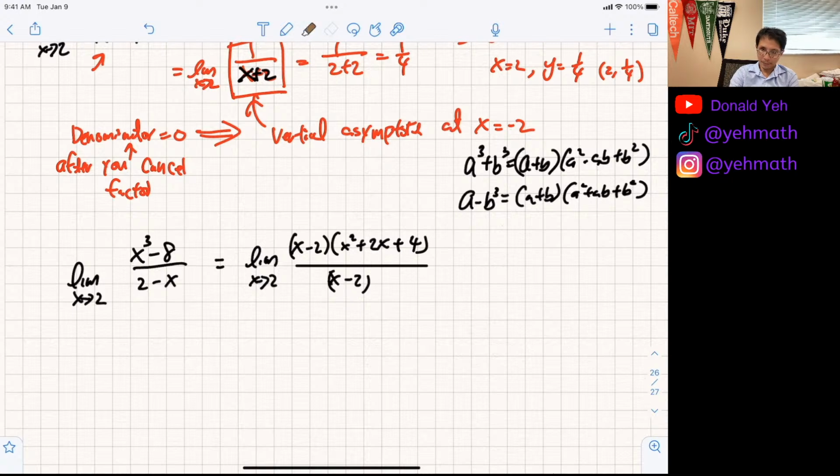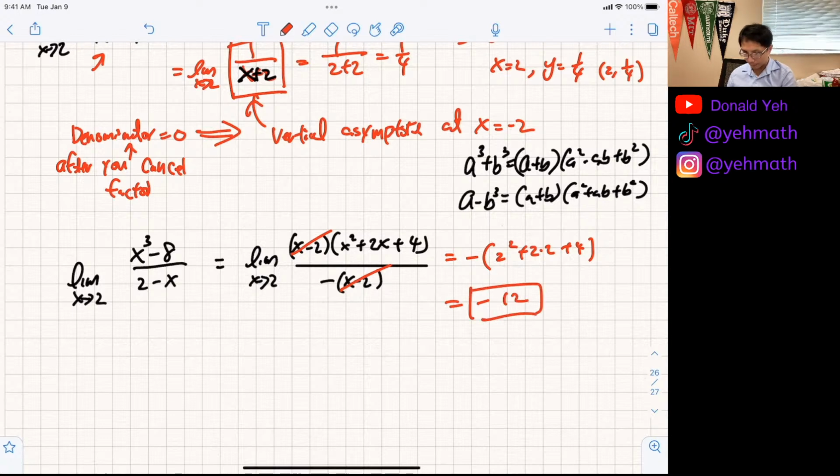Yeah, you're right. I changed your question, so I forgot. So this one's going to be negative x minus 2. I factor out a negative sign on the bottom. And this part will cancel out. And now here it's going to be negative 2 squared plus 2 times 2 plus 4. That's equal to negative 12. So the answer is negative 12.